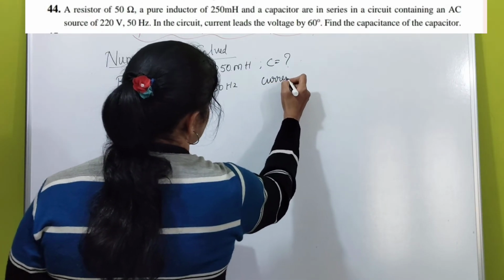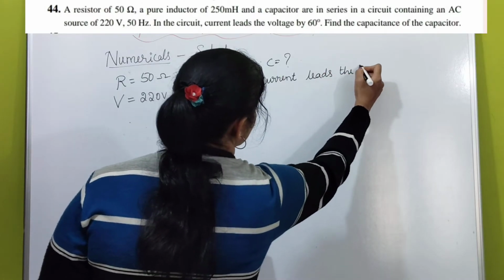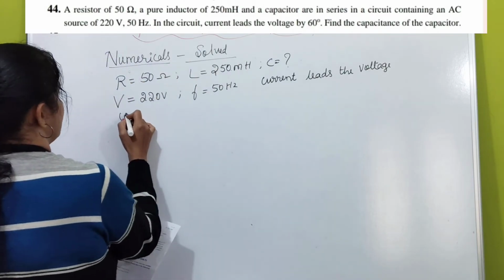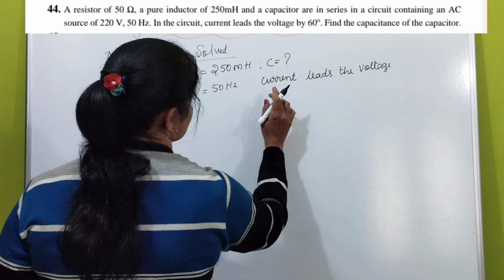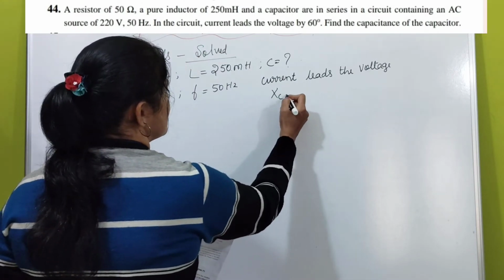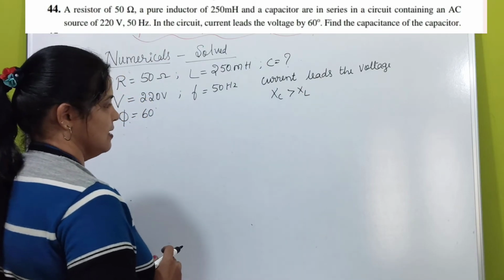Current leads the voltage. Then what is the phase difference? Phase difference is given as 60 degree. Current is leading the voltage, that is in a capacitive circuit, right? So that means XC is greater than XL. XC is greater than XL.